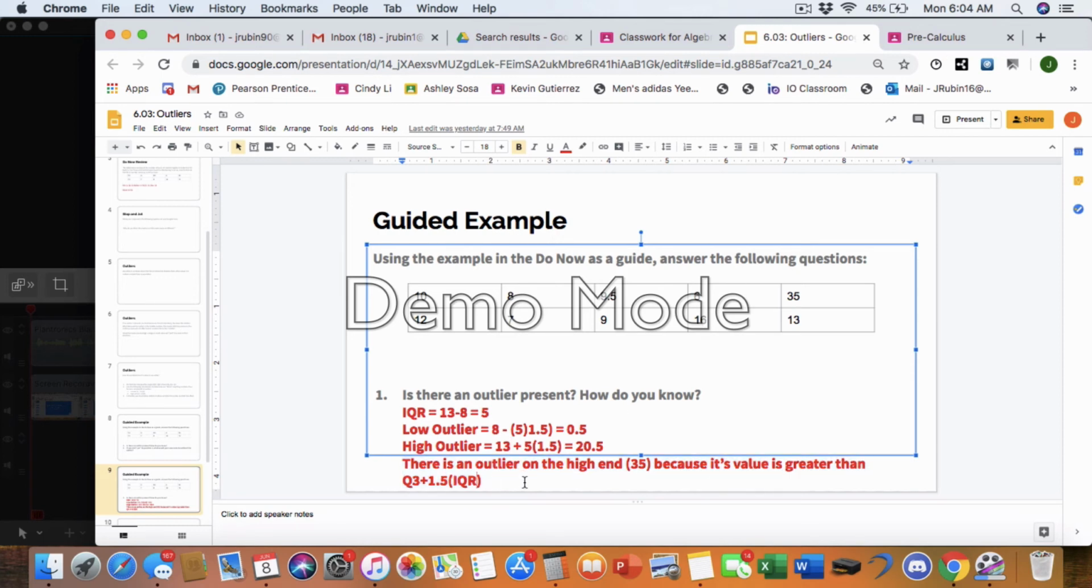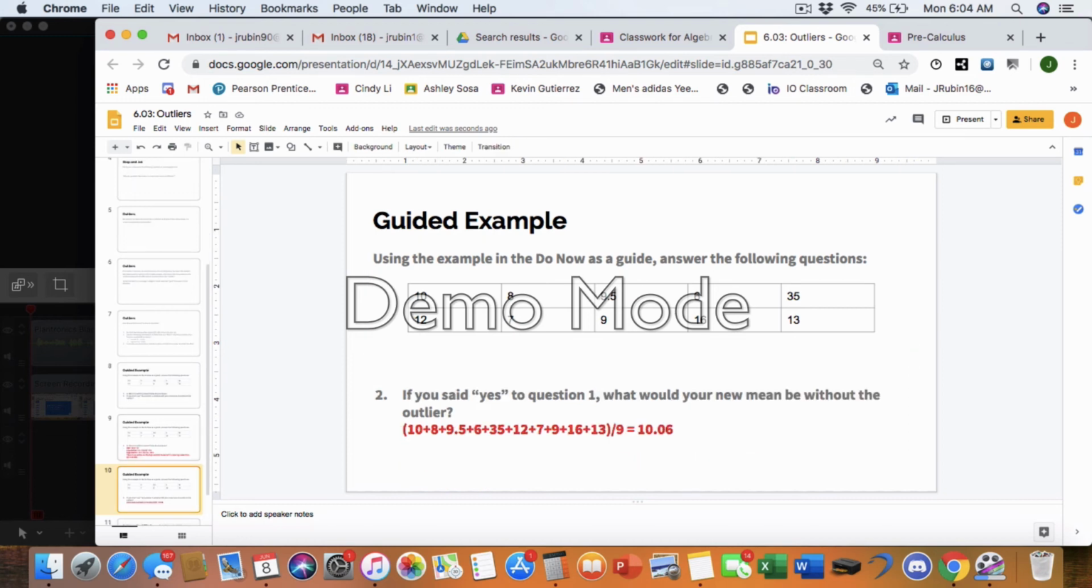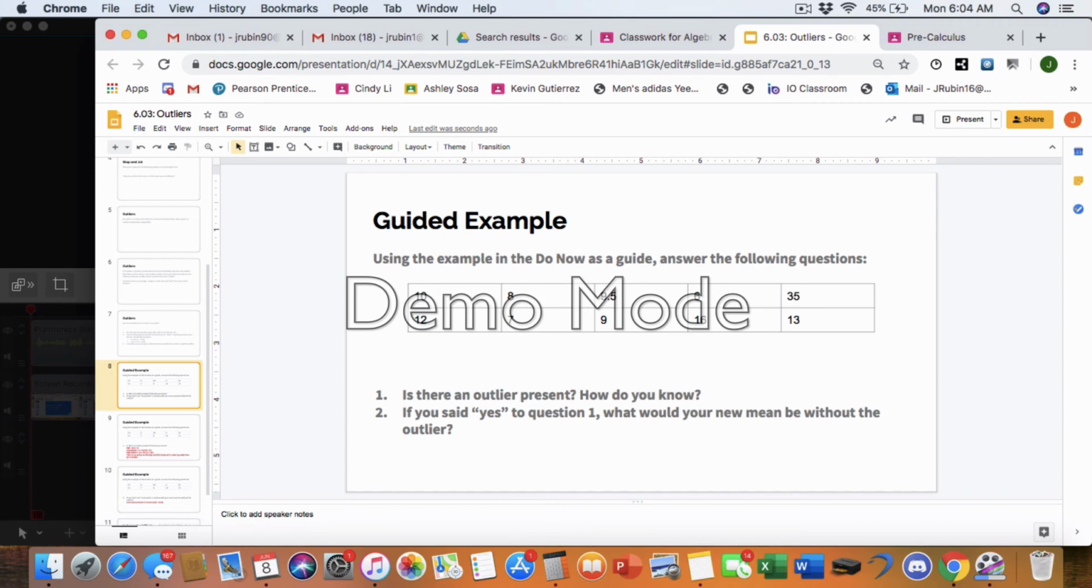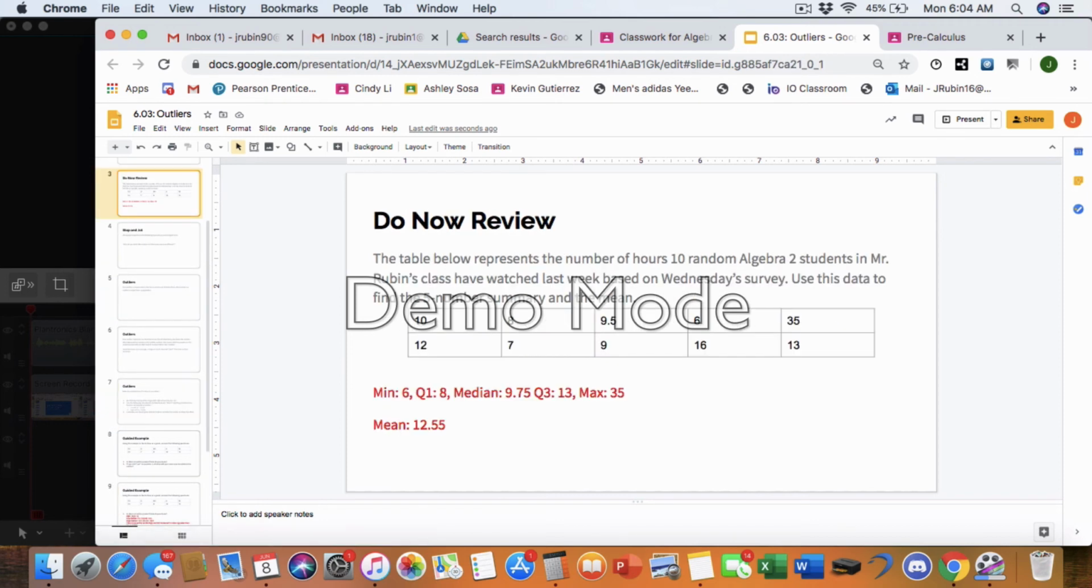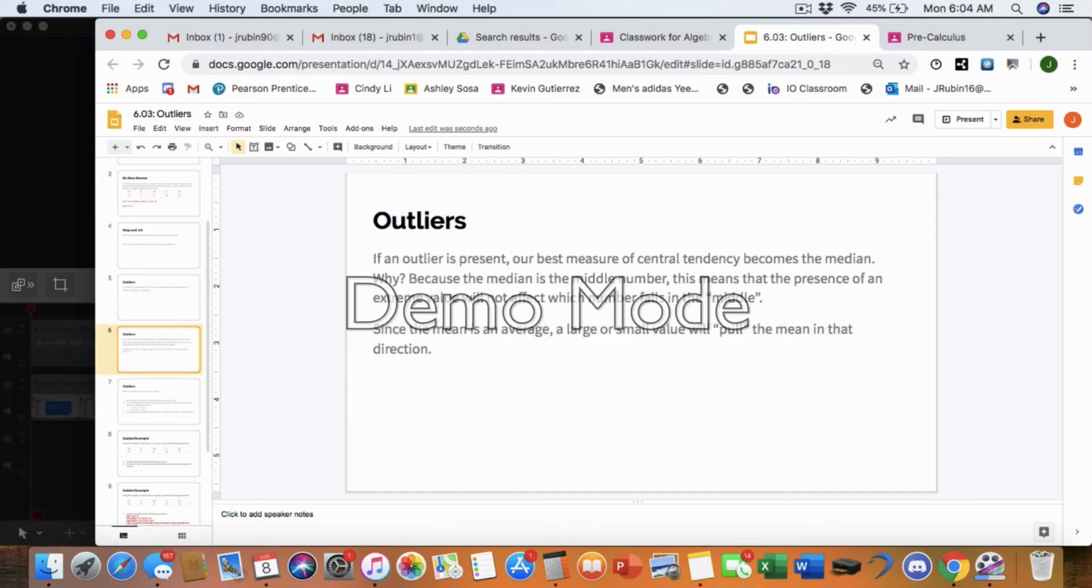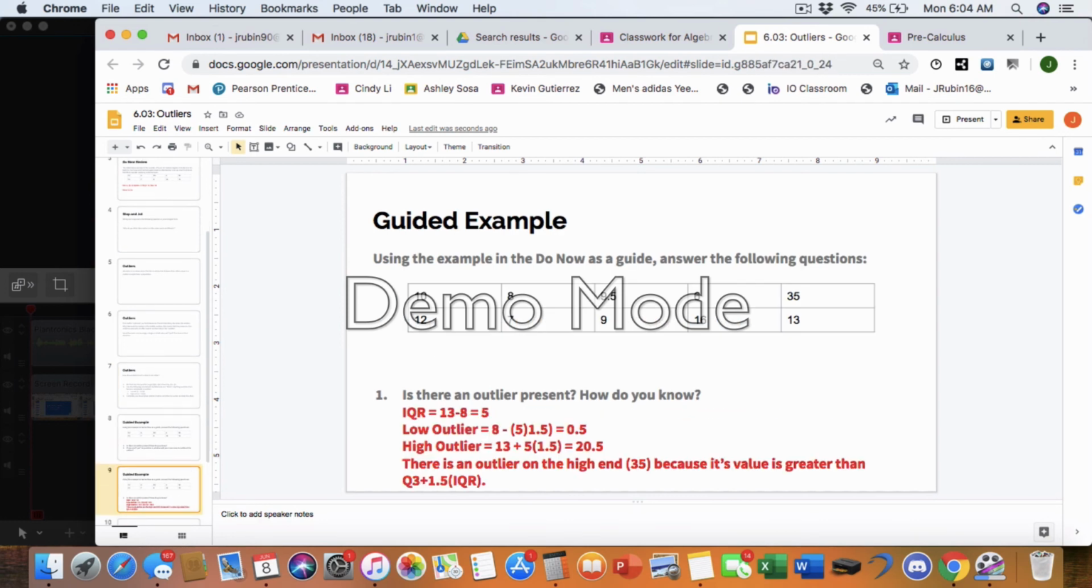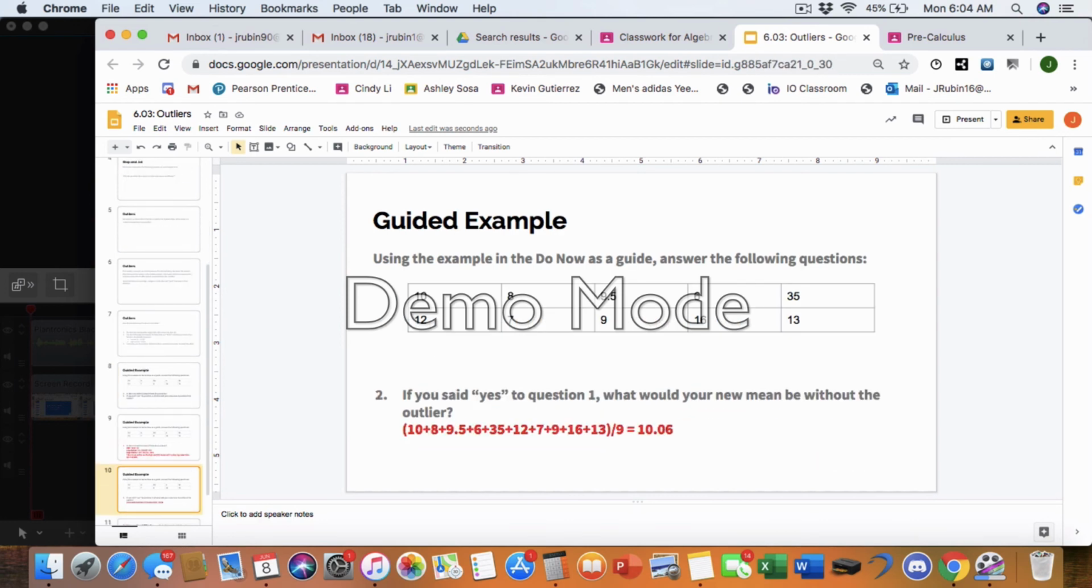Therefore, if we were talking about how we would organize this data, we would actually remove it when we do our descriptive statistics because our new mean, if you remove that 35, is 10.06. Compare that to our original median of 9.75, and you see that now those two values are very similar, like we saw last week. And that's not unintentional. That is meant to happen. By removing an outlier, you sort of, quote unquote, normalize the mean.